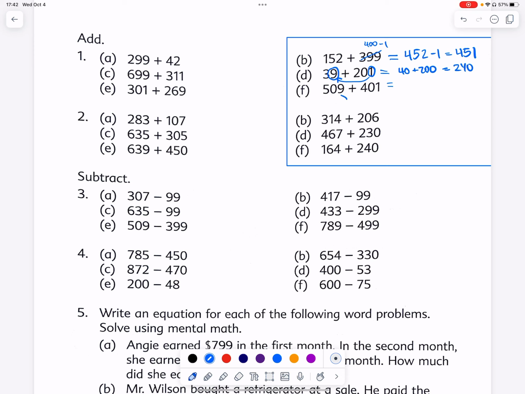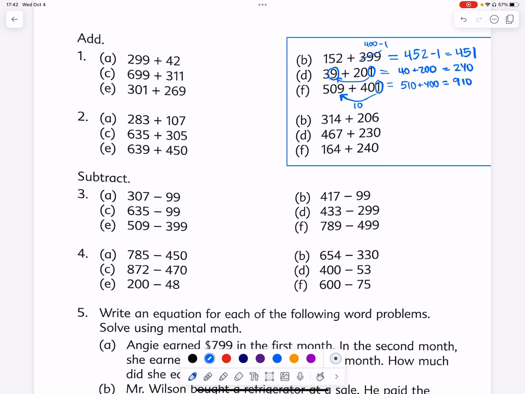Take a look at example F. We're looking at ones, which together will make a beautiful 10. Let's send that 1 from 401 over to 510. And now we have 510 plus 400 is 910.